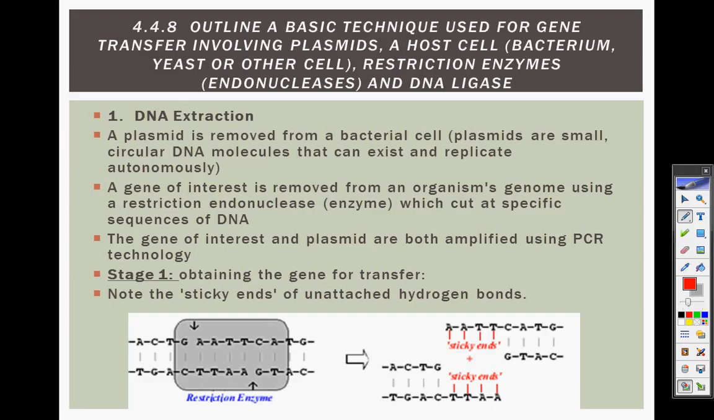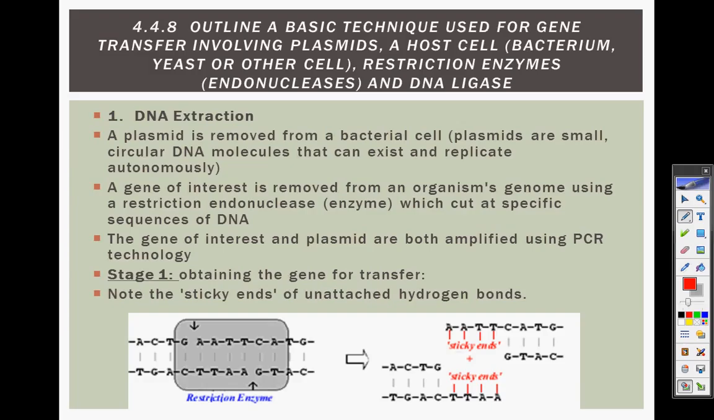All right, so what happens is we remove a plasmid. Does anybody remember what a plasmid is? Circular DNA that can exist and replicate by itself. A gene of interest is removed from an organism's genome using a restriction enzyme, an endonuclease, which cuts a specific sequence. So we want whatever trait we're trying to get, and it's amplified using PCR technology. So we've got to get billions of copies.